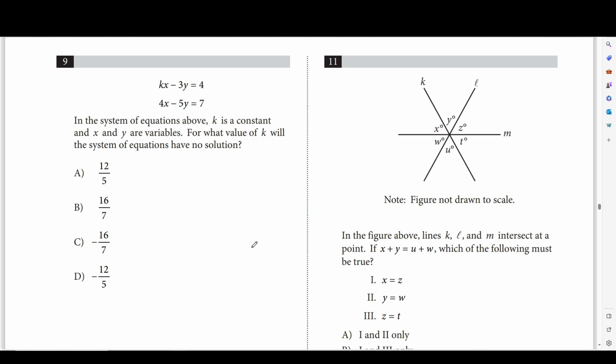For what value of k will the system of equations have no solution, right? So when it's saying constant, it means it doesn't change. That's all, right? And here we're given 2 lines, pretty much. In a system of equations, we're usually given 2 lines, right? And a solution for a system of equations is usually when those 2 lines intersect.